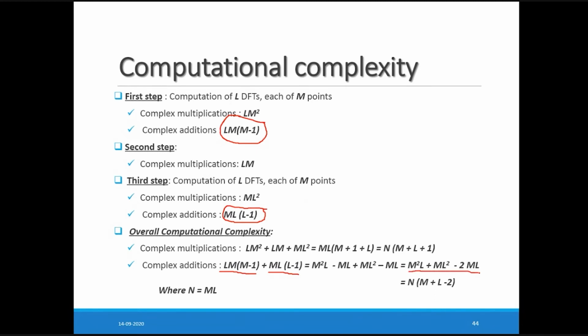So when we take ML as common, you are getting N into M plus L minus 2, where N is nothing but ML. So here you can see ML into this term M plus L minus 2. So your total number of additions we require are N into M plus L minus 2. So your total number of multiplications are these many, and total number of additions are these many.